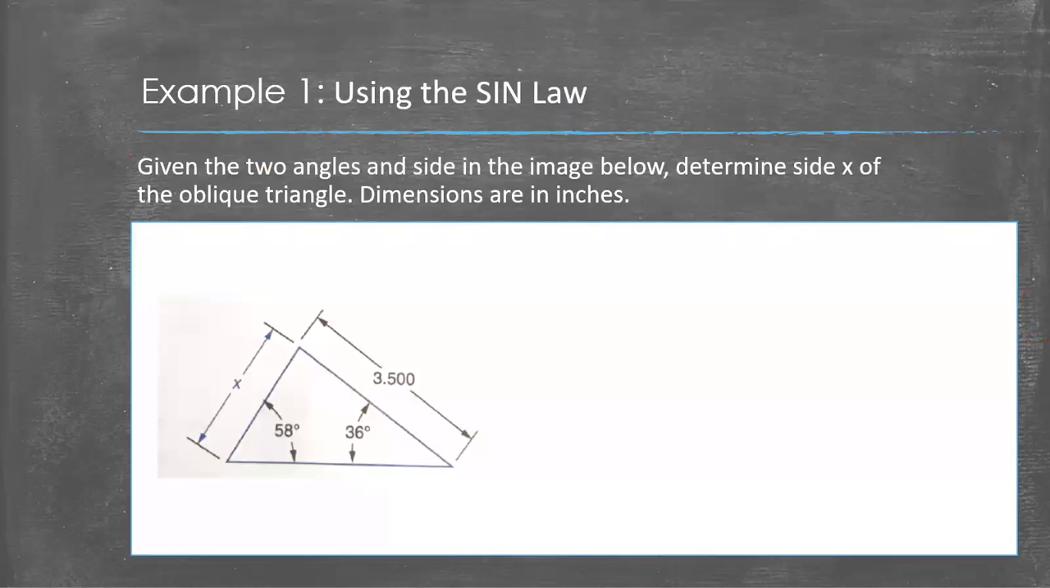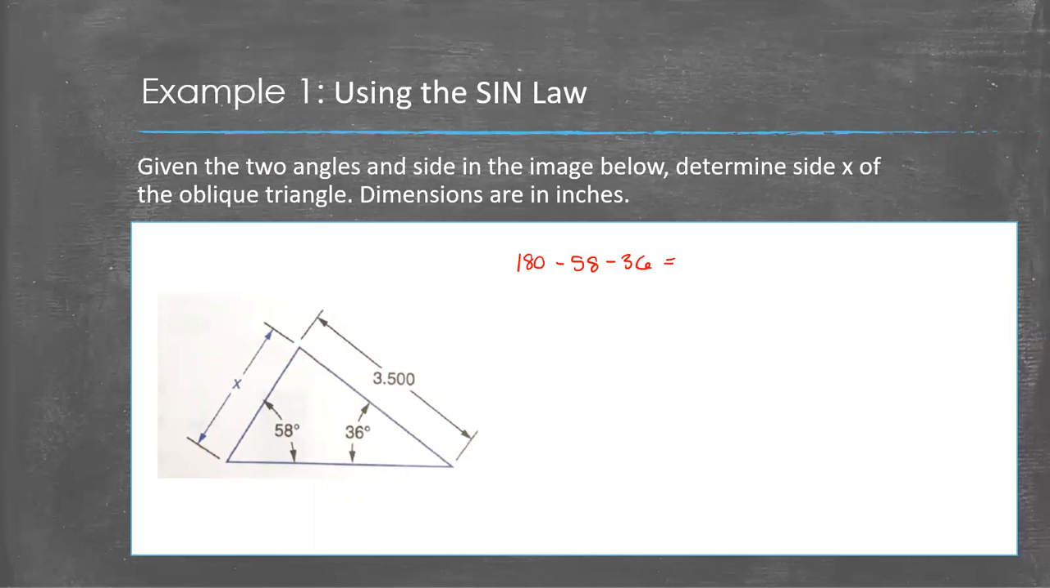All right, so using the sine law, some easy calculations to get us started. It's a nice simple ratio, not too complicated. It says, given the 2 angles and side in the image below, determine side x of the oblique triangle. The dimensions are in inches. One thing to notice here is this looks like a right angle. If you're not sure, calculate it: 180 minus 58 minus 36. What do you get?